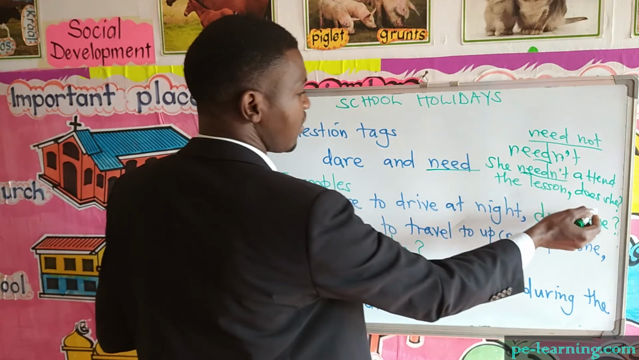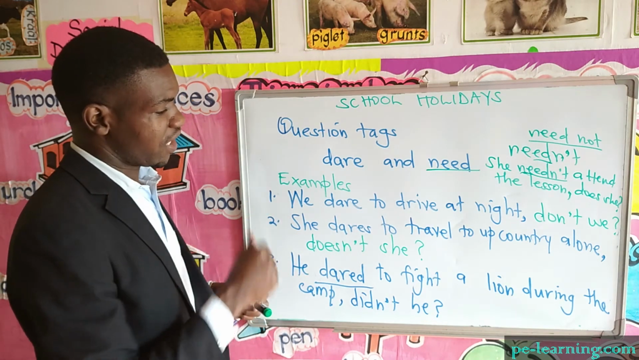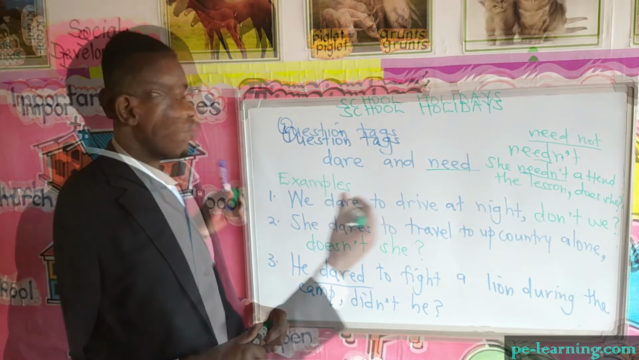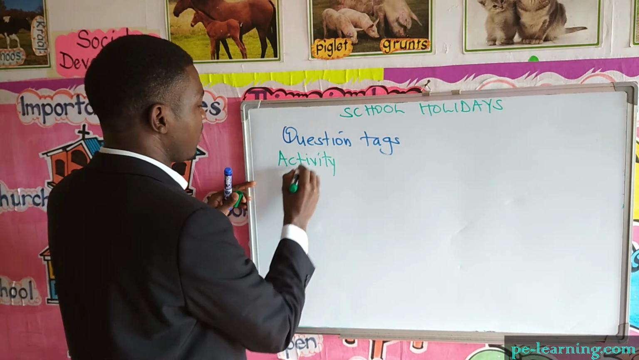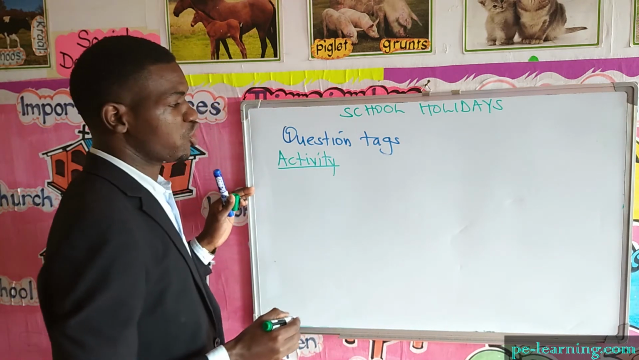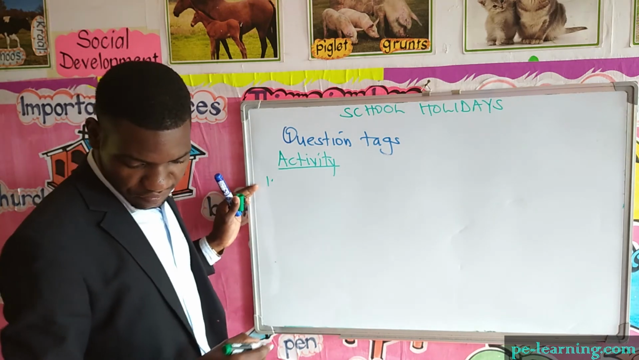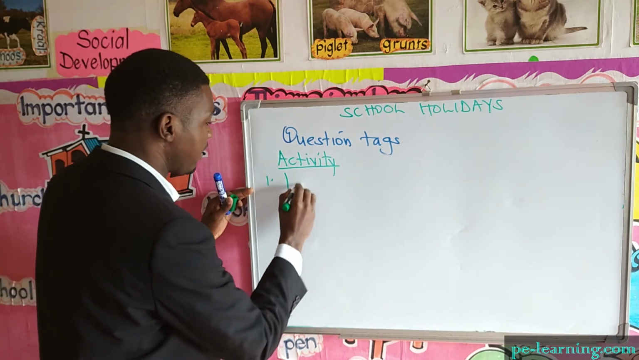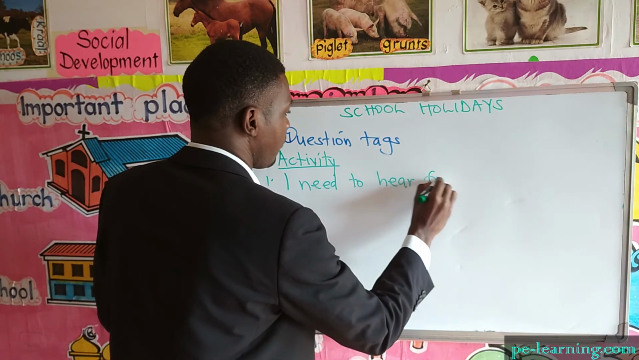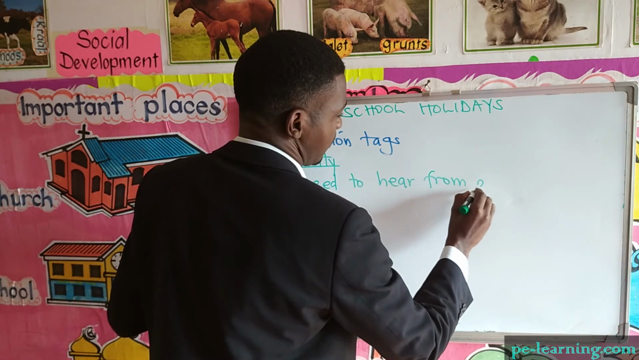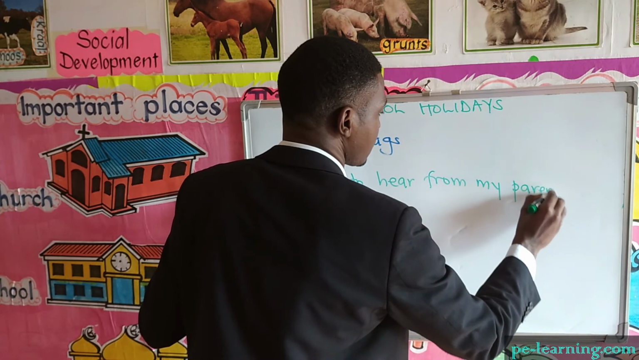Looking at the negative and then the affirmative. So this is what we have looked at. Let's have an activity for this item. So this is our activity for that particular lesson: question tags for dare and need. Number one, you can have: I need to hear from my parents.